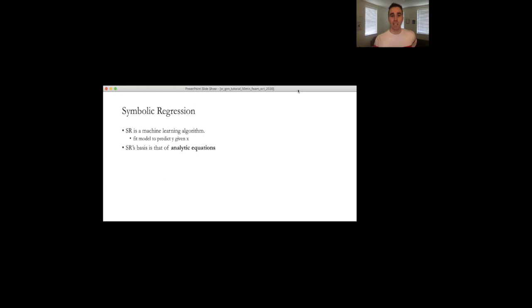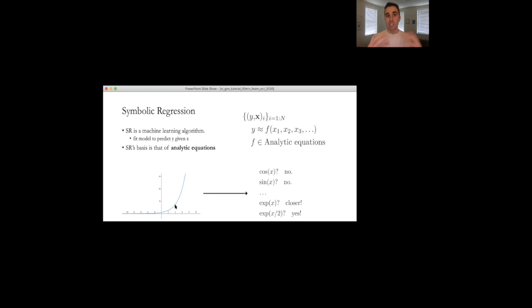So if you have some data set y and x, you would search for f inside the set of all analytic equations. So you try to fit y as a function of f, and f is an analytic equation. If you see this function, you might guess, okay, it looks exponential, so maybe exponential, and then you evaluate loss and see that you're almost there. So you say, okay, maybe exponential where the argument is divided by two. Yes, that fits the data perfectly. This is the spirit of symbolic regression: you search the space of analytic functions. You could say, is it cosine, sine, no. Exponential, almost, exponential over two, yes. So that is manual symbolic regression, I guess.